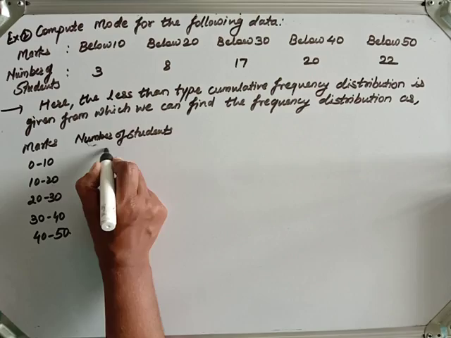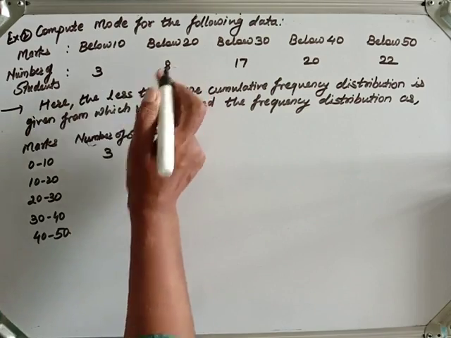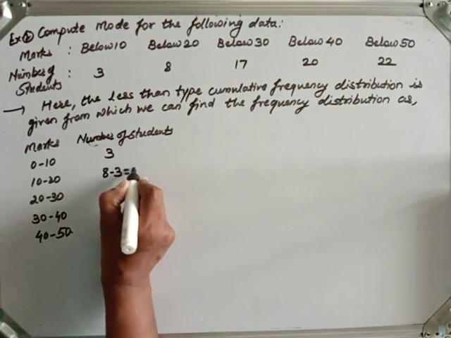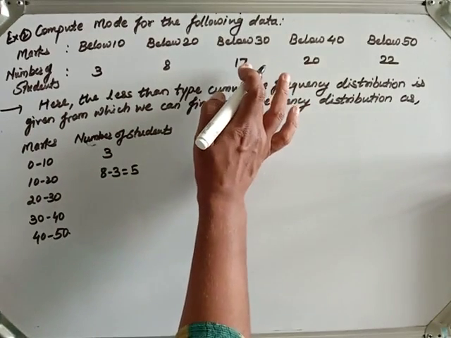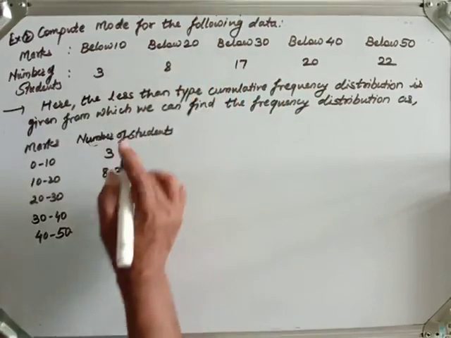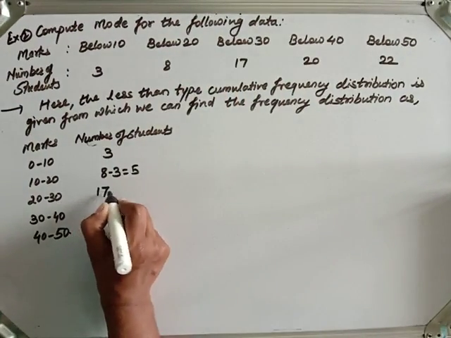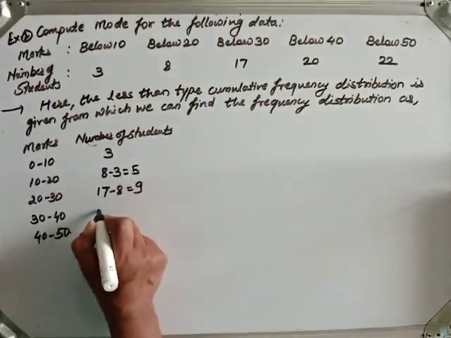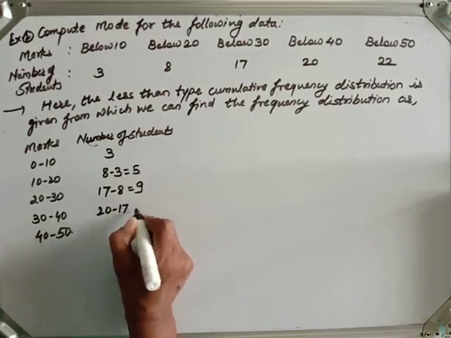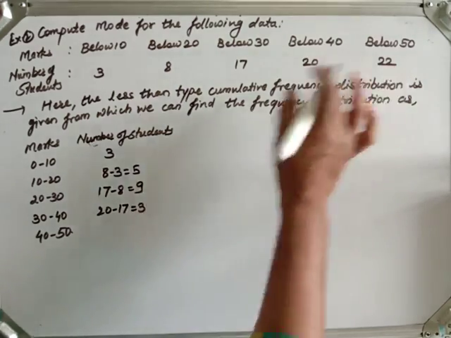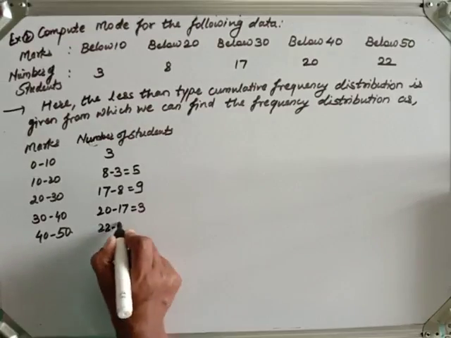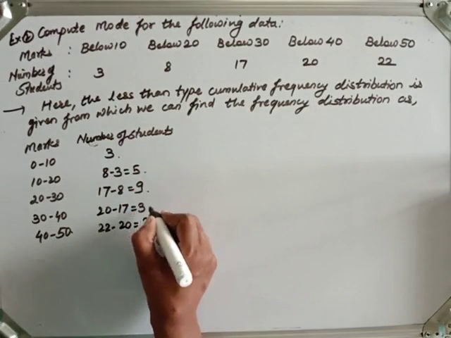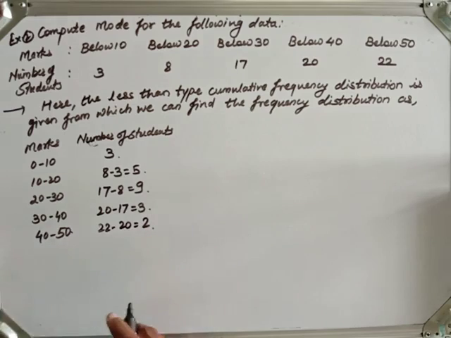Now here clearly 3. Then for below 20 I must find 8 minus 3, so it will be 5. Then this must be 17 minus 8, so it will be 9. Again 20 minus 17, it will be 3. And 22 minus 20, it will be 2. So these are our frequencies: 3, 5, 9, 3 and 2.